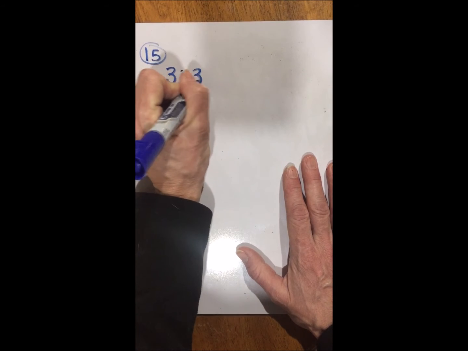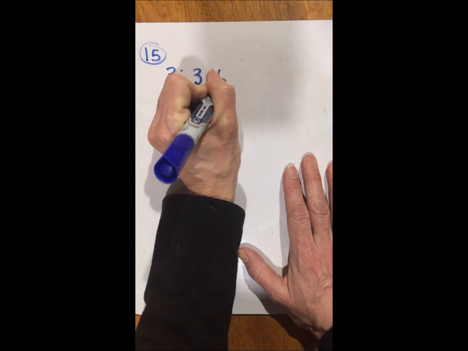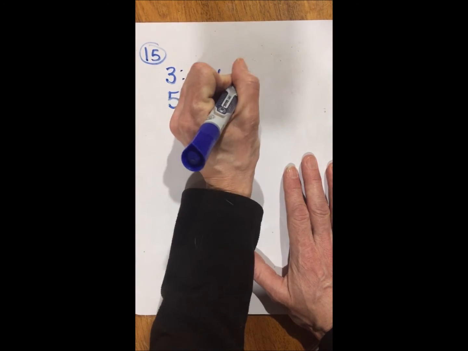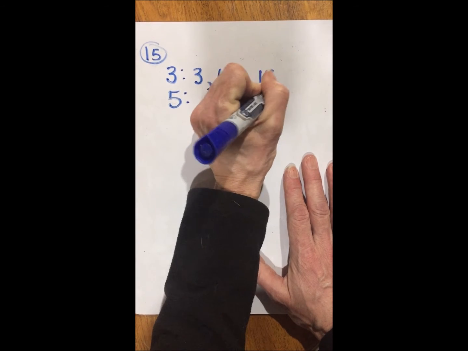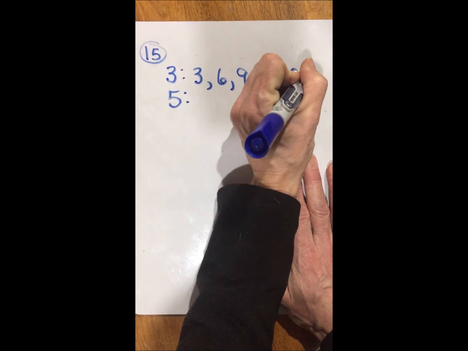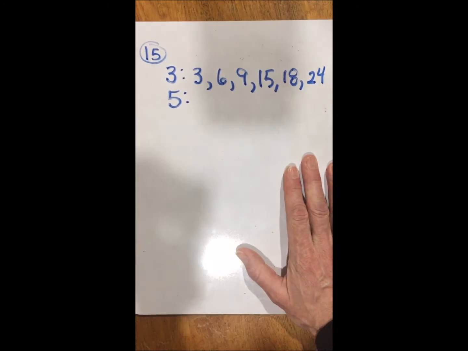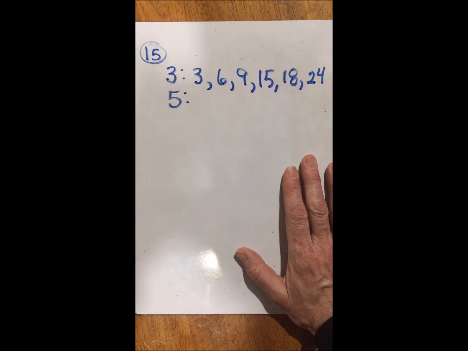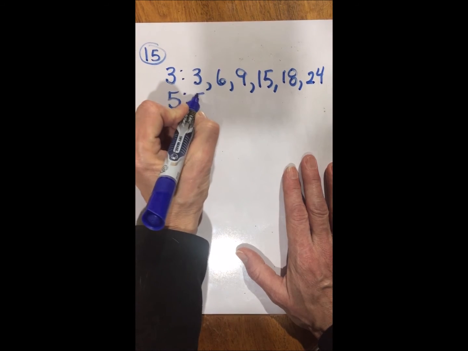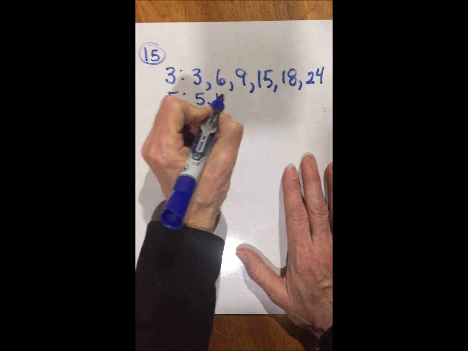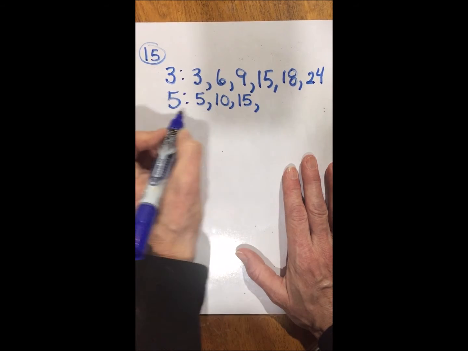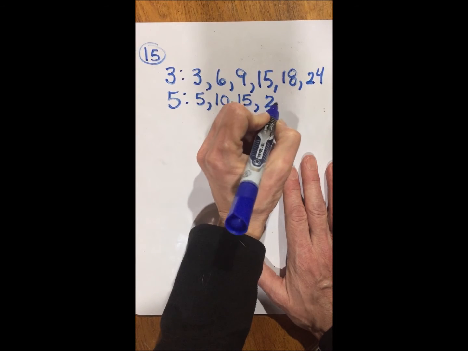3 times 1 is 3, 3 times 2 is 6, 3 times 3 is 9, 15, 18, 24. I'm running out of space. I think we could quit though. Let's do 5. 5 times 1 is 5. 5 times 2 is 10. 5 times 3 is 15. Oh, I see something in common. I'll do one more for fun. 5 times 4 is 20.